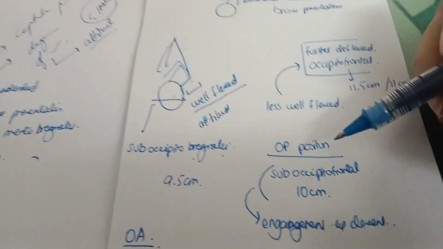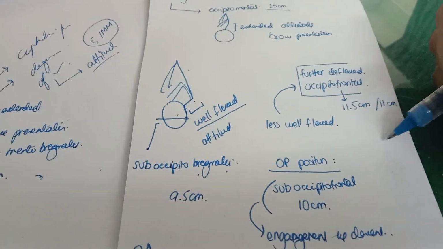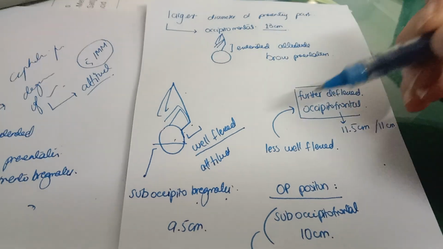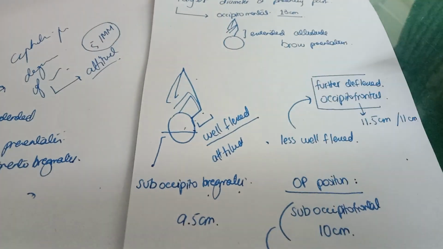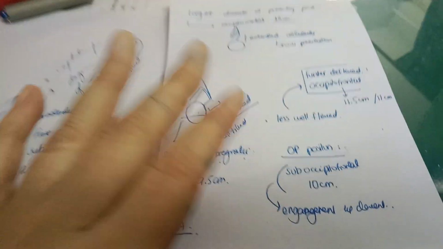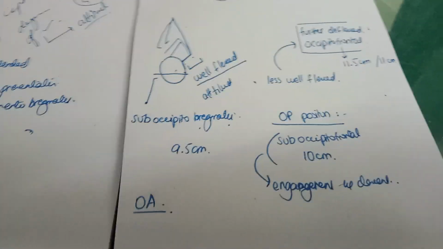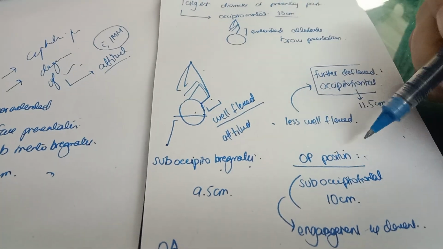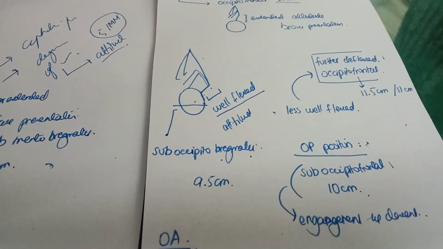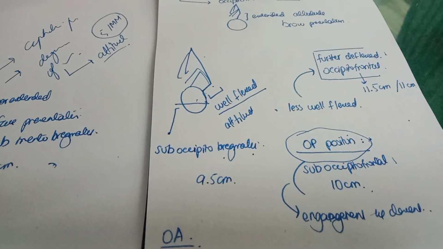Now we have the occipito-posterior position. Now in this case, we have two diameters that depend on how deflexed the neck is, so when it's less well flexed or further deflexed. Now usually in occipito-posterior position, the diameter is going to be suboccipito-frontal. So if they ask you which one is the presenting diameter in occipito-posterior position, you are going to say suboccipito-frontal, which is 10 centimeters. Simple. And this is the diameter which is involved in the engagement and descent of the head.